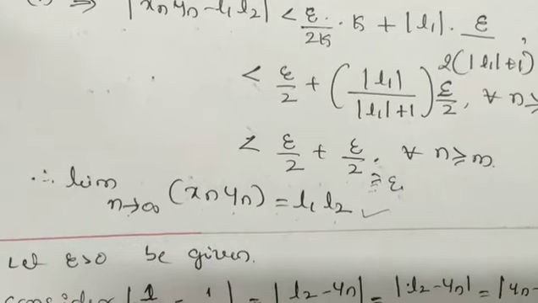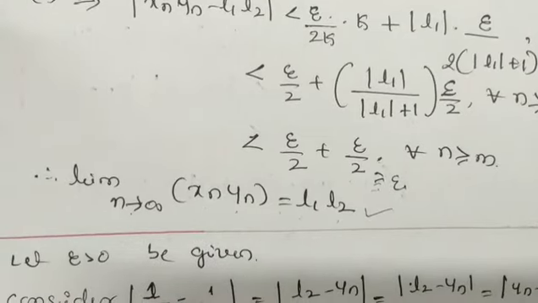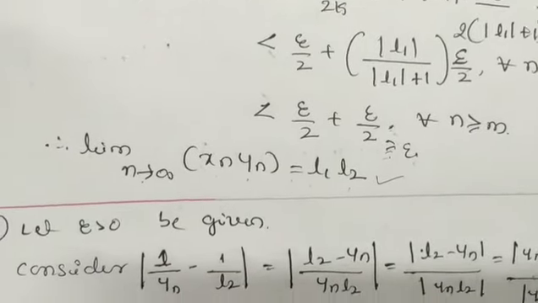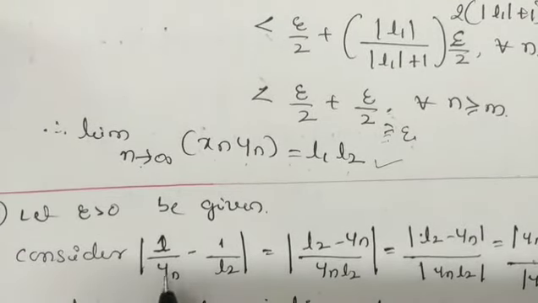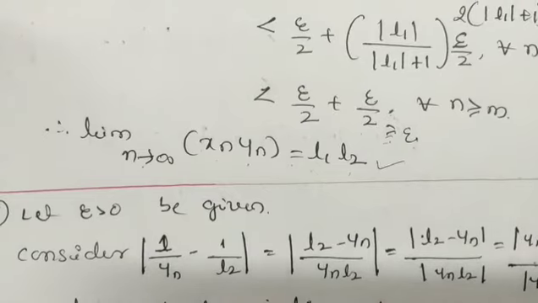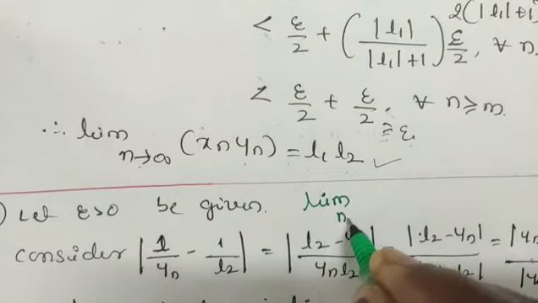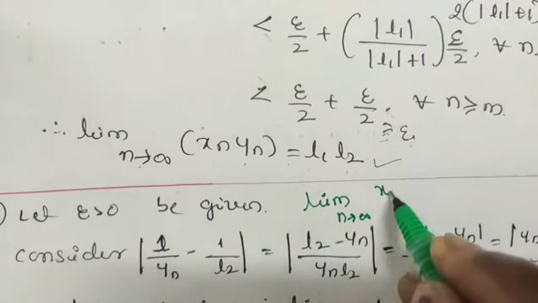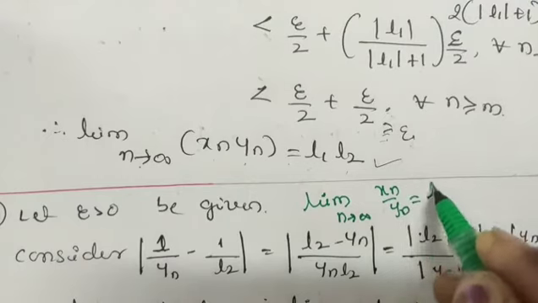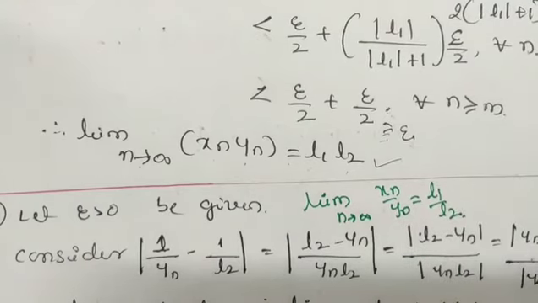Take the last one. Let epsilon be greater than 0. What do we want to prove here? We want to prove that the limit as n tends to infinity of xn by yn is equal to L1 by L2. For that, let us consider 1 by yn. See what we have done here: we have split that one. We want to prove the limit as n tends to infinity of xn divided by yn is equal to L1 by L2.